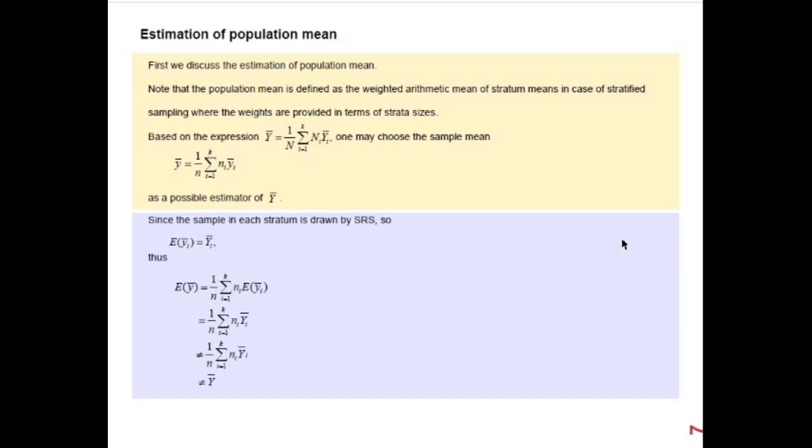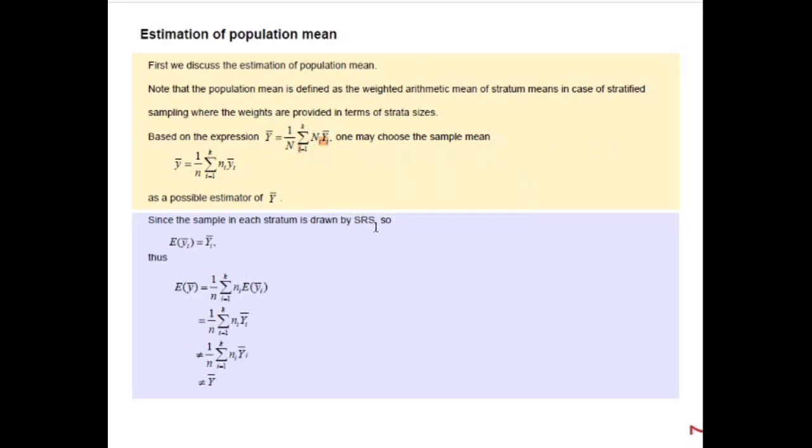So in SRSWOR, or in SRS, simple random sampling, you can call it in short form S. Okay, the estimation of the population mean. First we discuss the estimation of the population mean. So that is a small n. If you apply expectation over here, then you're going to get the population mean. So here the sample observations mean is this one, and the population observation mean is this one. So you can easily understand these things.